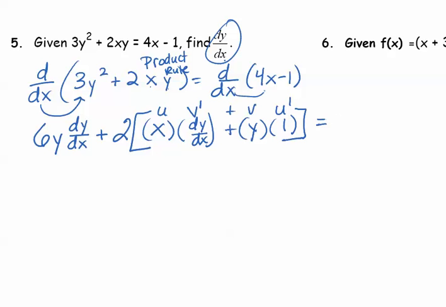And on the other side, the derivative of the 4x term is 4. Again, no chain rule needed on x. And the derivative of the negative 1 is, of course, 0. So we would like to solve this. Our directions said to find dy dx.